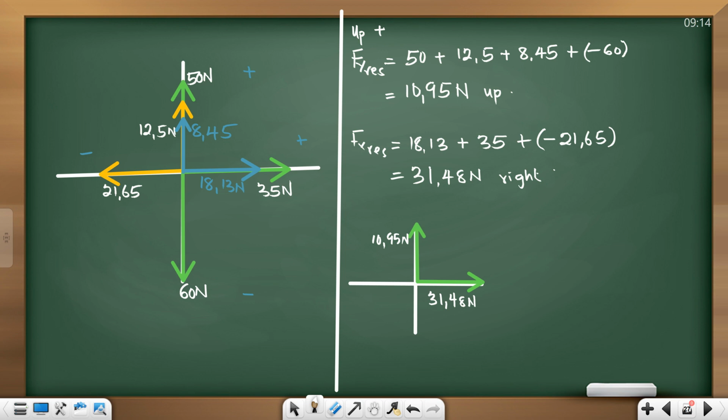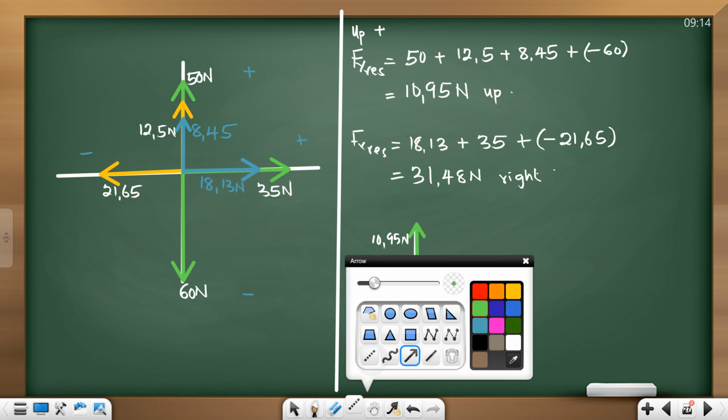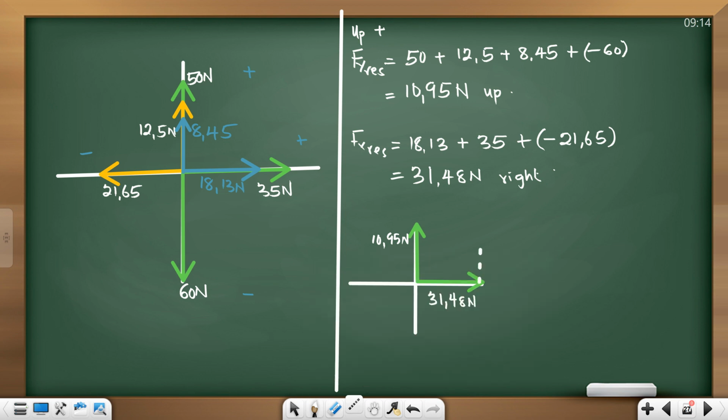Okay. So see, once you know these things, you don't need to waste time. 5 minutes was good enough. All right. We complete that, and then we draw our resultant. Beautiful. Automatically, what do we know? F resultant squared equals to what? Fx squared plus Fy squared.